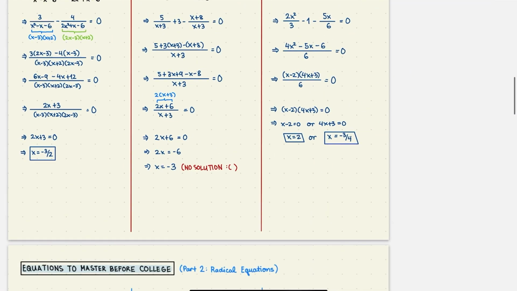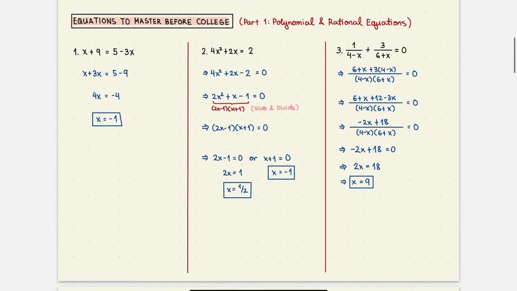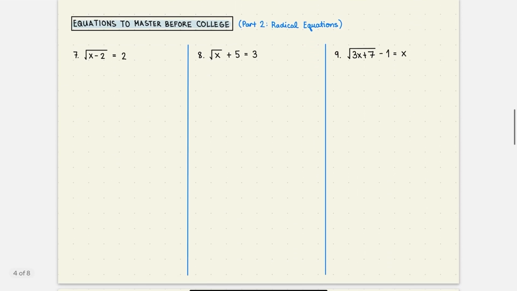Okay, good. So that's it for the first part of our equations that you should know by heart. Okay, the next part is radical equation.